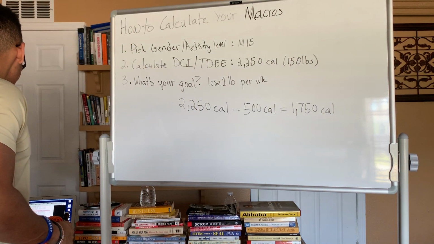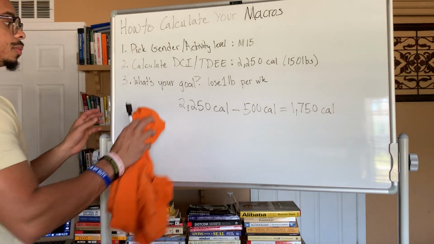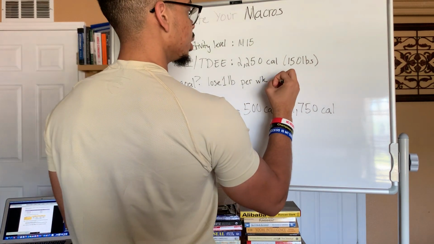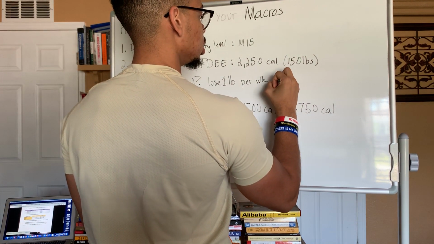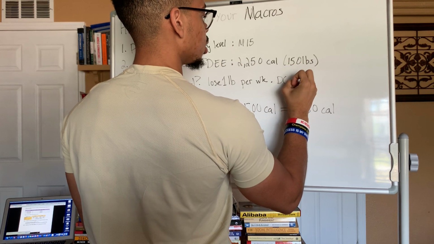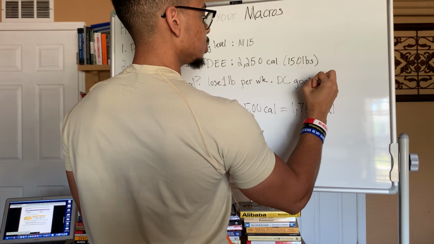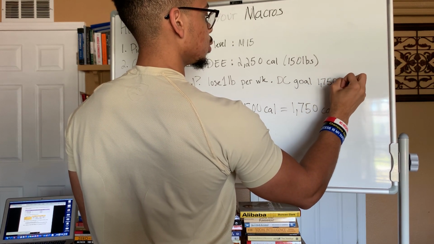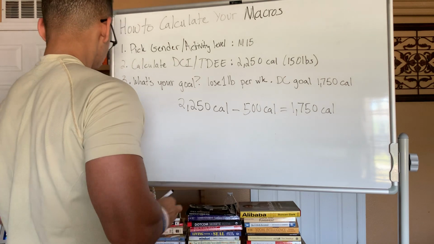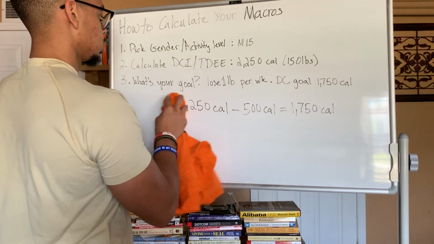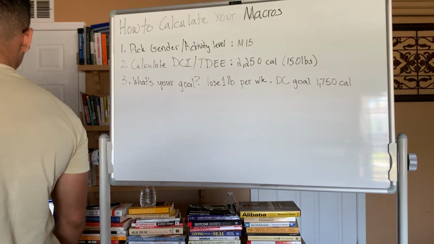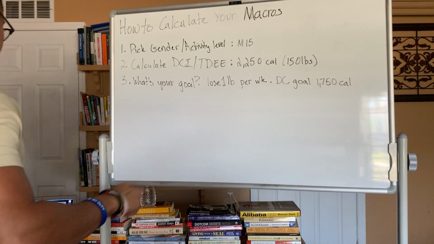All right, now step number 4. Okay. Let's go ahead and save this number. Lose 1 pound per week. Daily caloric goal would be 1,750. So number 4.